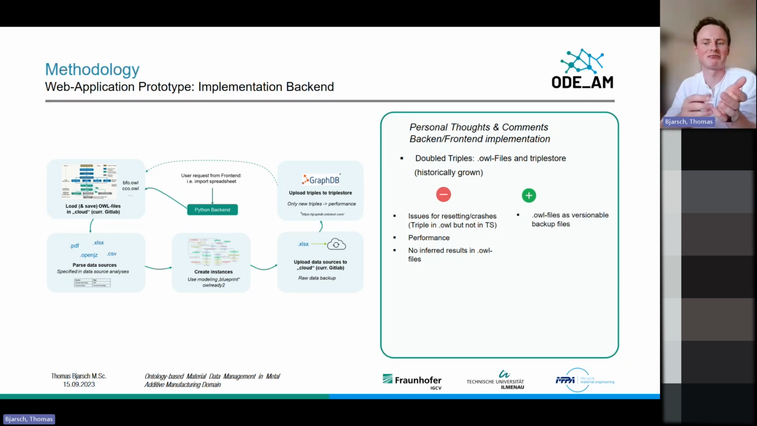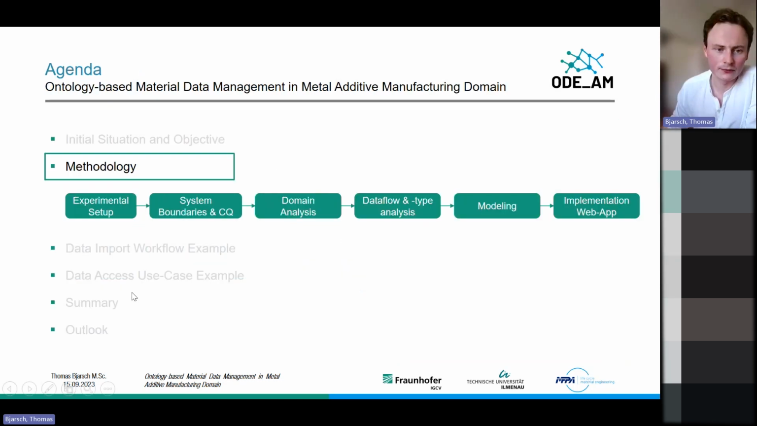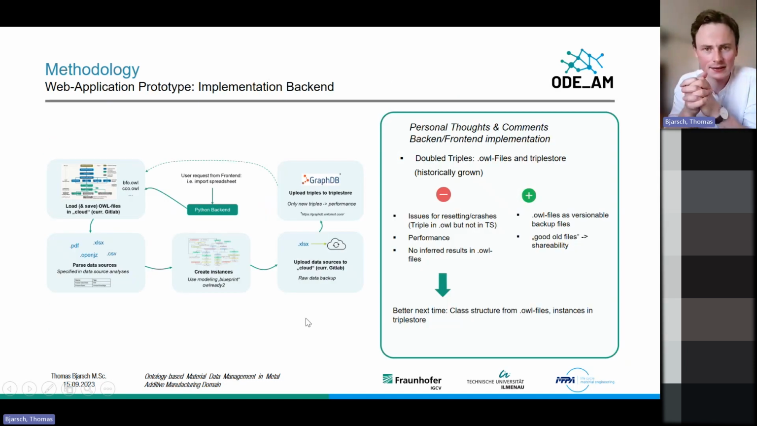On the other side, OWL files are versionable, which is actually pretty cool. And yeah, good OWL files. So if, for example, a colleague asks, okay, could you just share your ontology? You just pick the file and send it. So this is good, but better next time. I think it's better to have just the class structure in OWL files, and the instances, so the specific measurement data, then go to the triple store, but not to the OWL files. I think this could be a better approach.